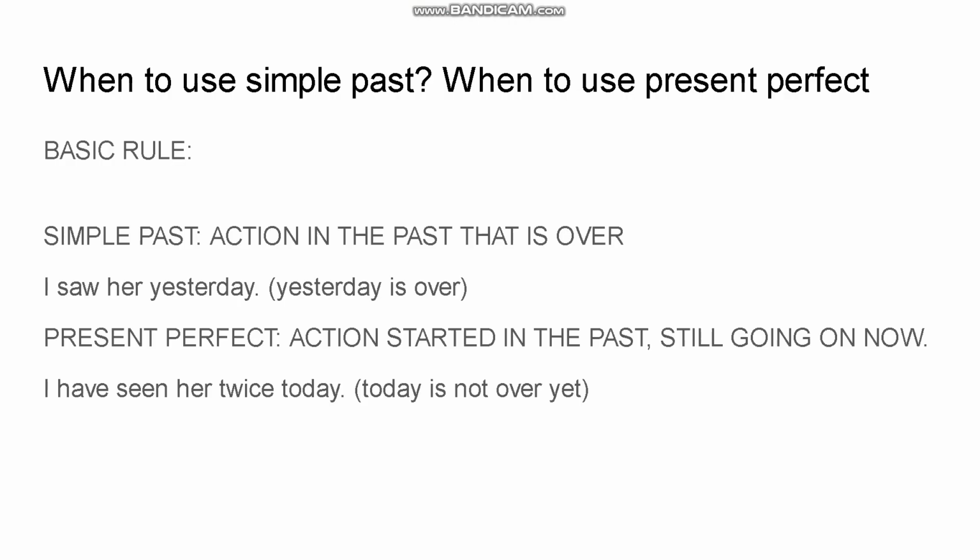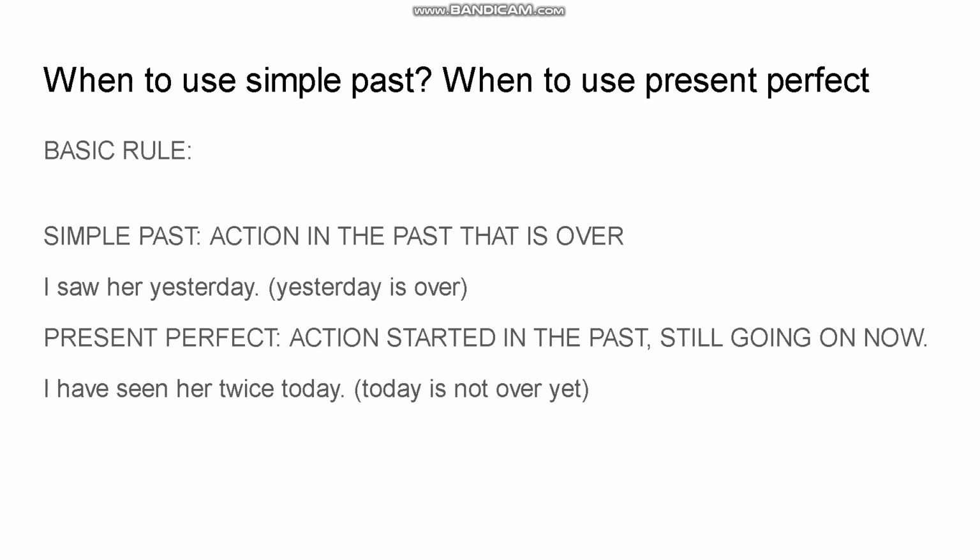Now, when do we use a simple past? When do we use a present perfect? The basic rule is fairly simple, actually, and it's the one that will help you do the right thing most of the time. You use a simple past when the action in the past that you're talking about is over. If you say, I saw her yesterday, yesterday is over, then you use the simple past.